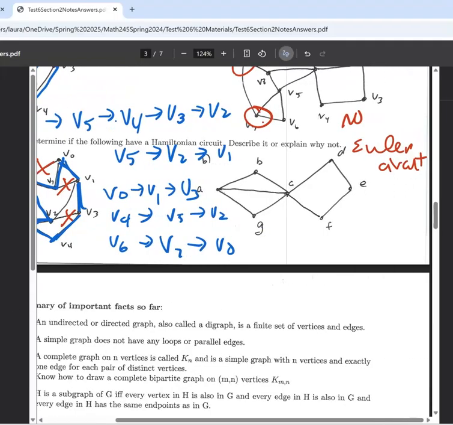How about this one? How many vertices do I have? 1, 2, 3, 4, 5, 6, 7. 7 vertices, so I need 7 edges. There are 1, 2, 3, 4, 5, 6, 7, 8, 9 edges. So I need to be able to eliminate 2 edges. I'm thinking over on this side of the graph. If I take out this one and this one, wait a minute, I'm not going to stay connected. So it is not possible. I'm not going to be able to make a circuit.